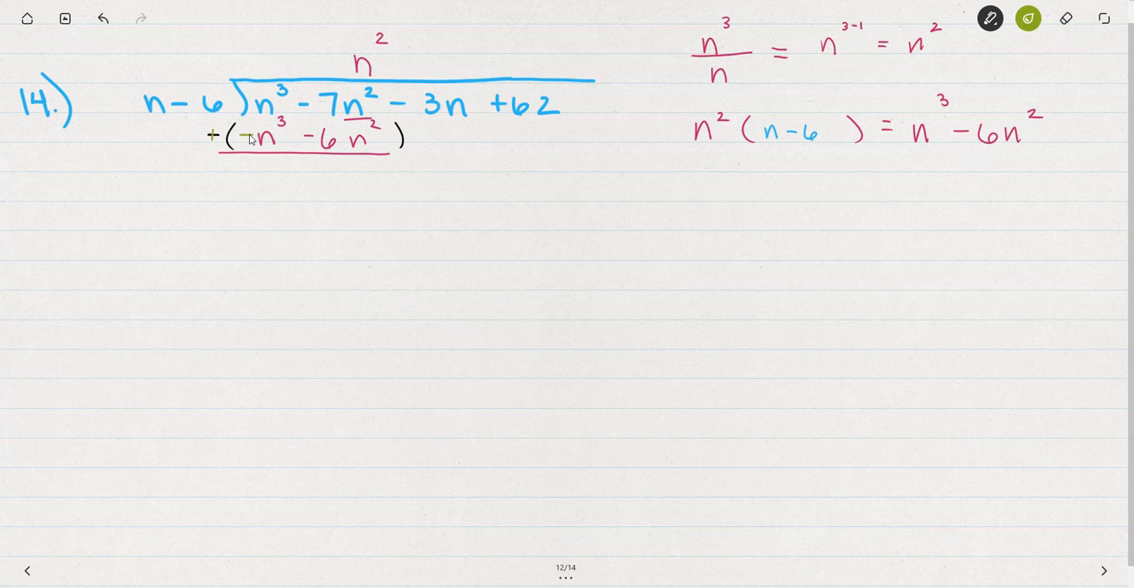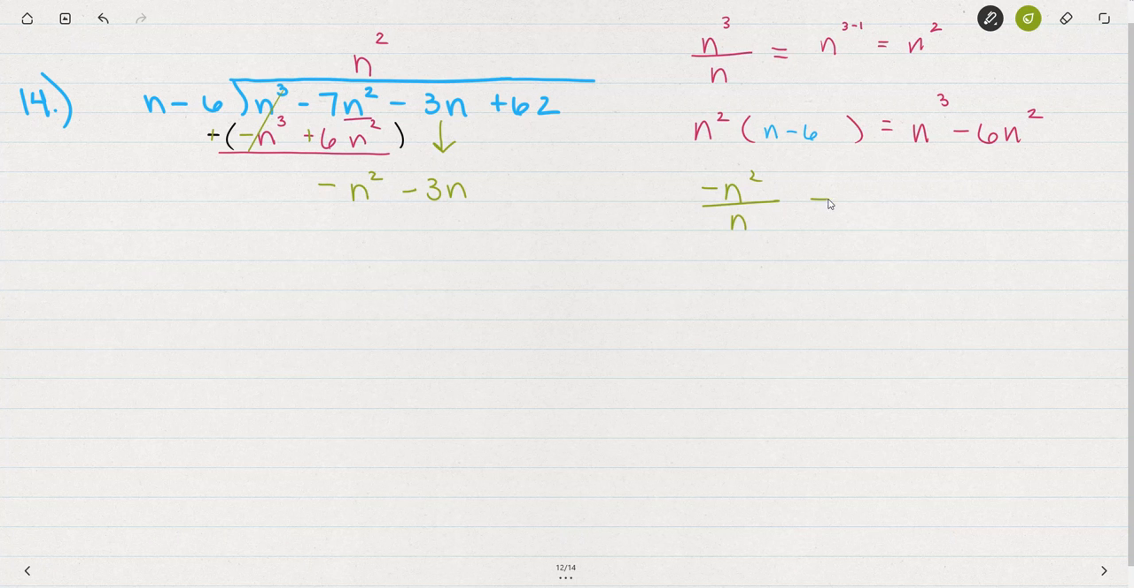I'm subtracting n cubed and subtracting negative 6n squared, so I can use another color and change those signs to their opposites. And now I'll just add n cubed plus negative n cubed. That cancels out, it's 0. Negative 7n squared plus 6n squared is negative n squared. Now I'm ready to bring down, so negative 3n, and ready to go all over again.